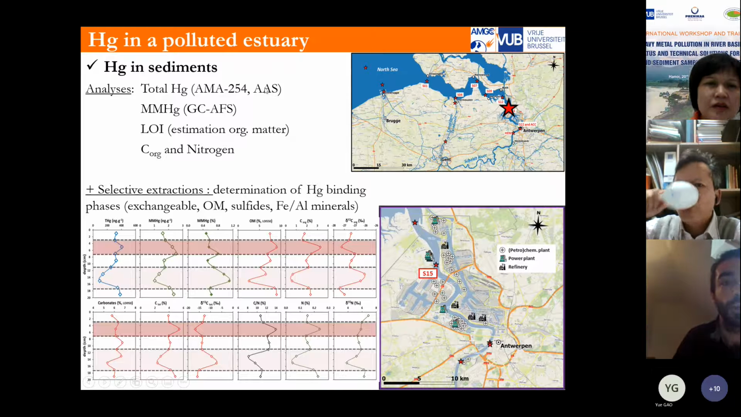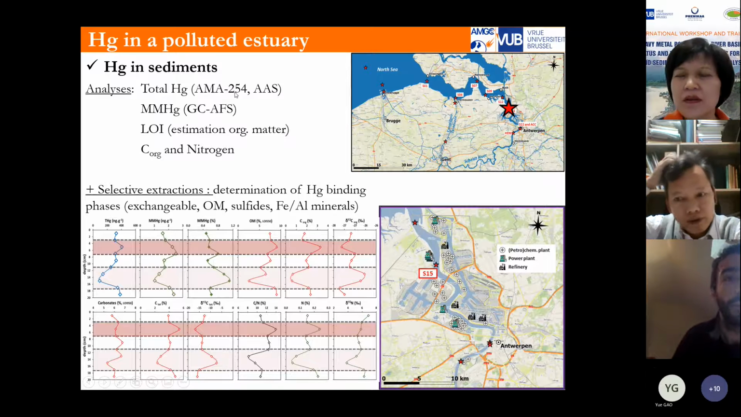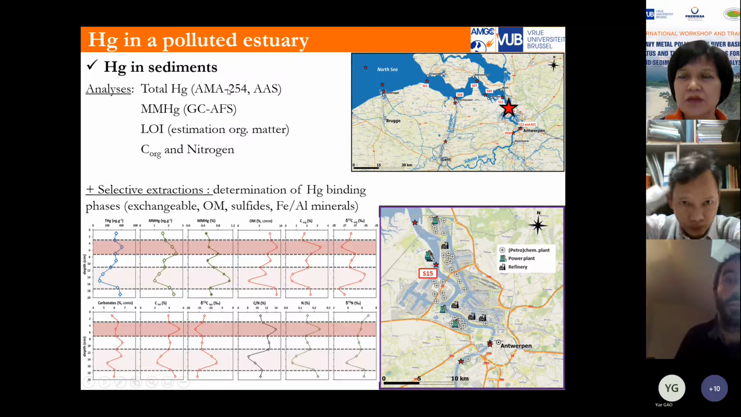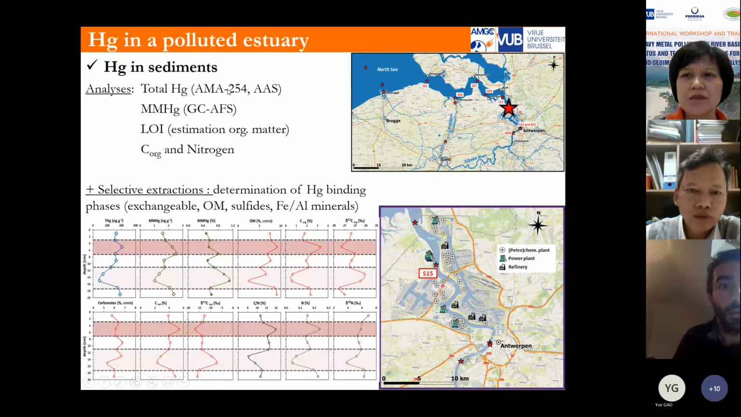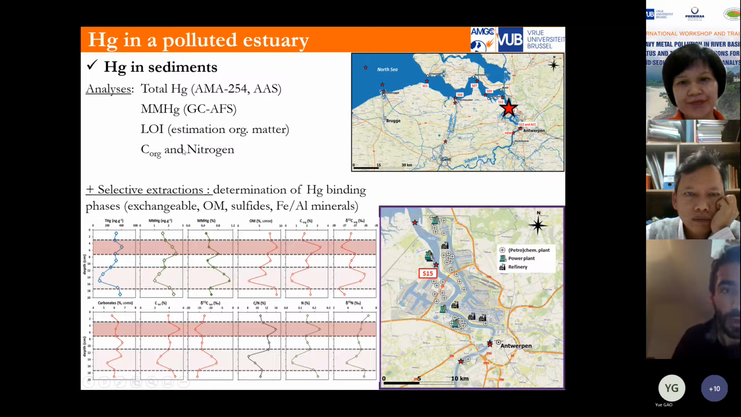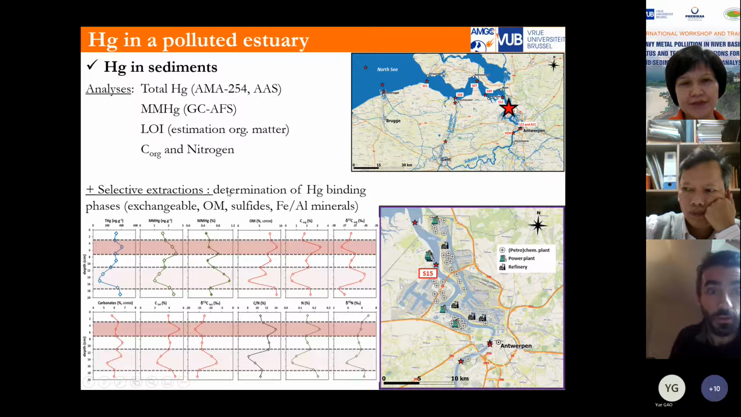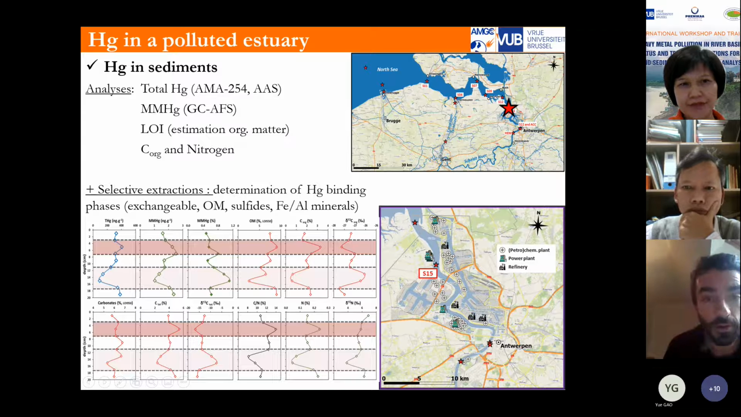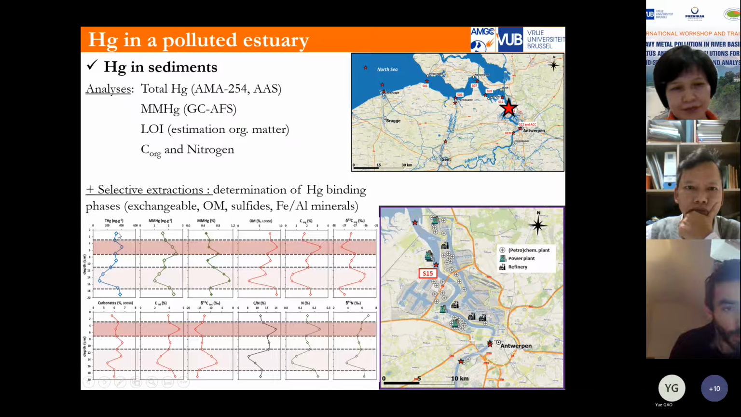It has no chemical preparation. You just put your dried sample in the instrument and it gives you the total mercury concentration. We did some extractions then, as I presented before, to measure the methyl mercury in those sediments. We also tried to estimate the organic matter concentration, and we did some carbon and nitrogen isotopes also. So here you see the profiles. And then we did selective extractions, where the idea is to determine the different phases that mercury can bind in the sediment. I'll show that later. So here you see the profile. You see that for 20 centimeters, they were cut in 2 centimeter sections.